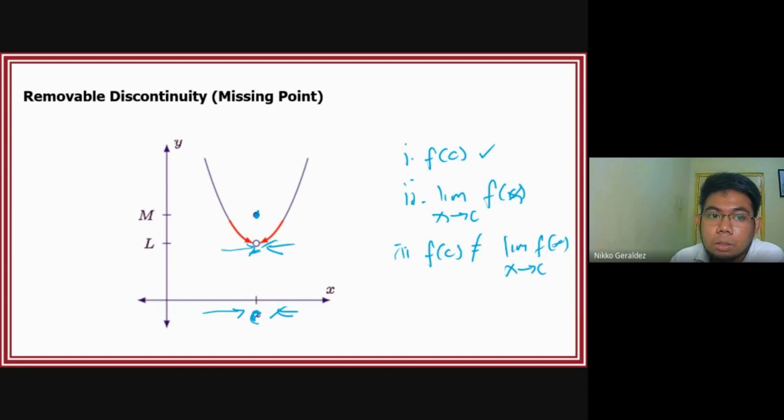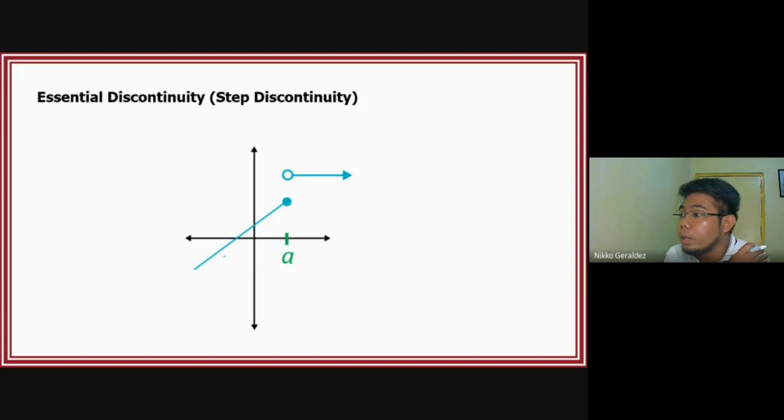The second type of discontinuity is the essential discontinuity. Opposite naman siya ng removable. Pag sinabing essential, hindi mo na ma-remove yung discontinuity. Discontinuous na talaga siya. Dito sa figure na to, ito yung tinatawag na step discontinuity. Meron to kanina, di ba? Yung sa x equal to positive 1. Isa sa taas, isa sa baba. So, meron tayong open circle, meron tayong closed circle.